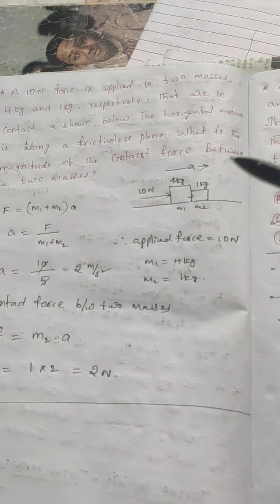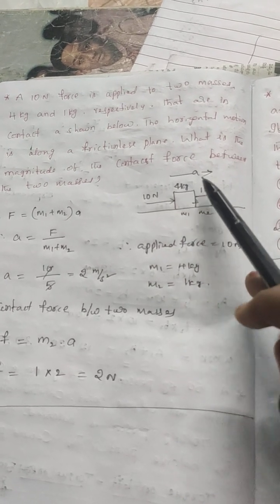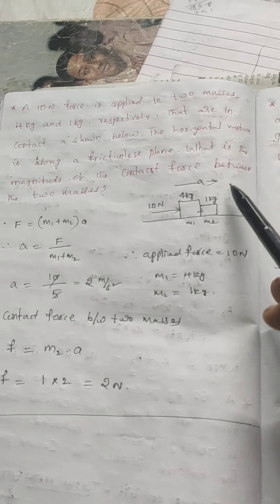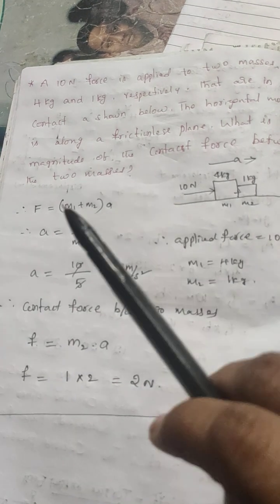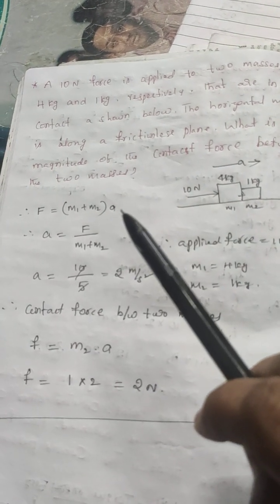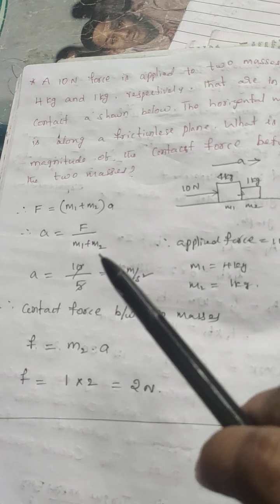Here the applied force is 10 Newton. First mass m1, second mass m2. Acceleration is working in this direction. We want to find the total acceleration. For that purpose, applied force is equal to total mass, m1 plus m2, into acceleration. Acceleration is equal to applied force divided by total mass.